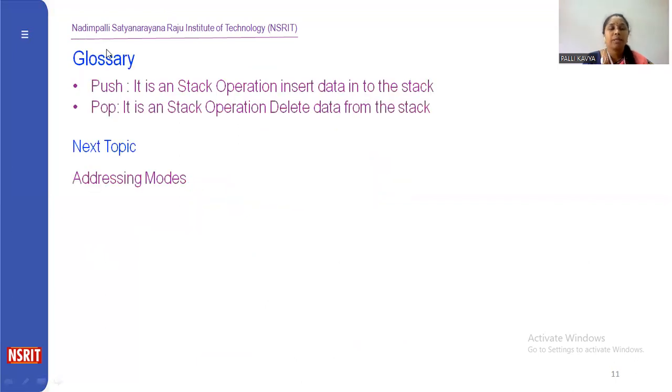By the end, we have to go through a glossary. Push is a stack operation, nothing but inserting data into the stack. Pop is a stack operation which deletes data from the stack.